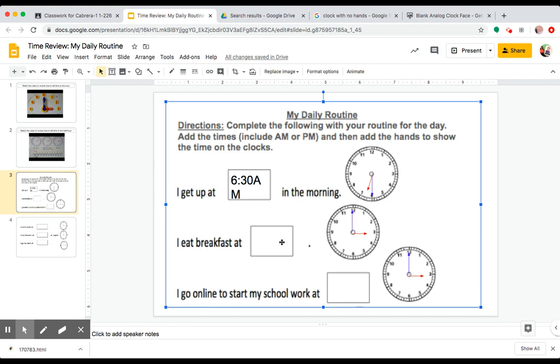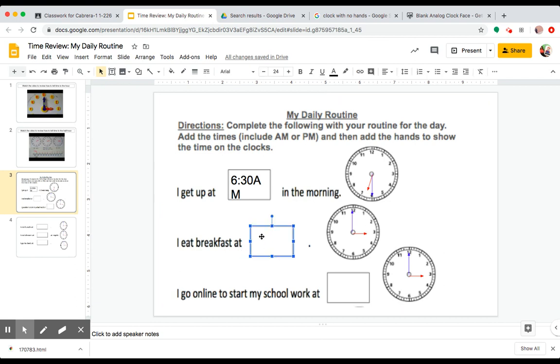Okay. Then what time did I eat breakfast? Well, Miss Cabrera usually wakes up. I like to brush my teeth. I check out the news. I usually eat breakfast around 8 o'clock a.m. So after I type the time in, now I come back over here, right?